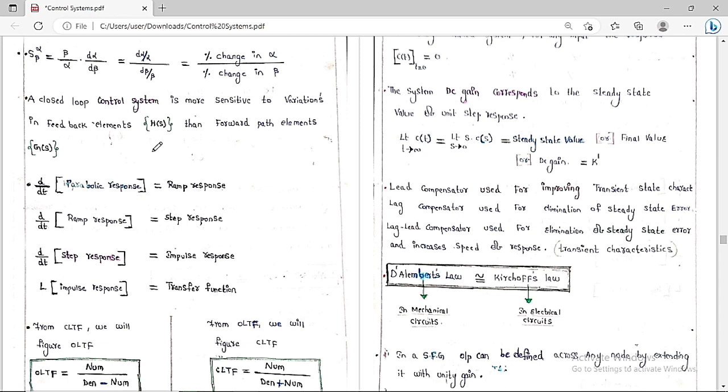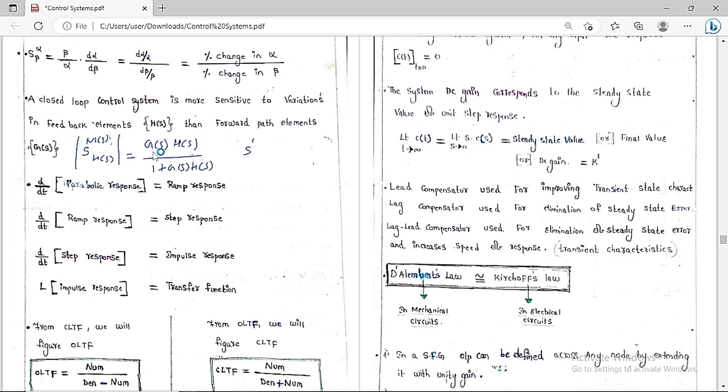In a closed loop control system, it is more sensitive to the variations in the feedback element H(s) than the forward path elements G(s). The sensitivity of M(s) with respect to H(s), in magnitude, is equal to G(s)H(s) divided by 1 plus G(s)H(s).